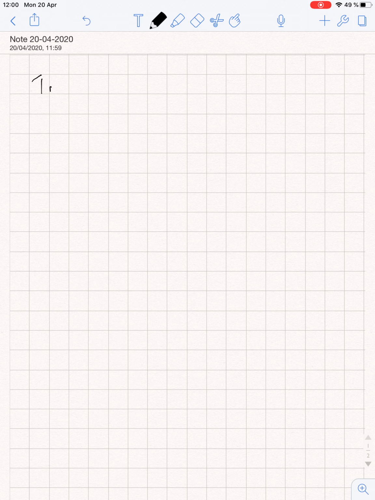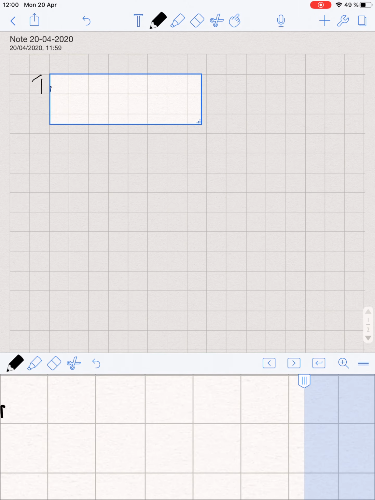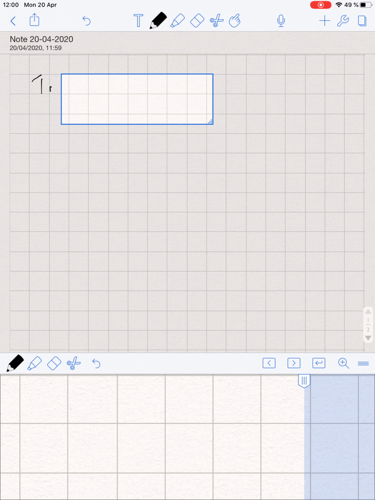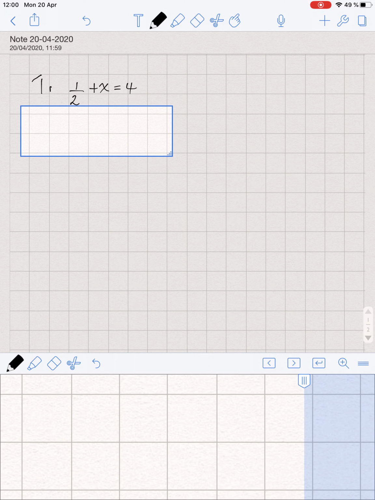Okay, as a first example, the following expression is going to be 1/2 plus x equal 4. We will have a simple expression as the initial expression, and then I'm going to increase the difficulty. As an initial, we have 1/2 plus x equal 4.